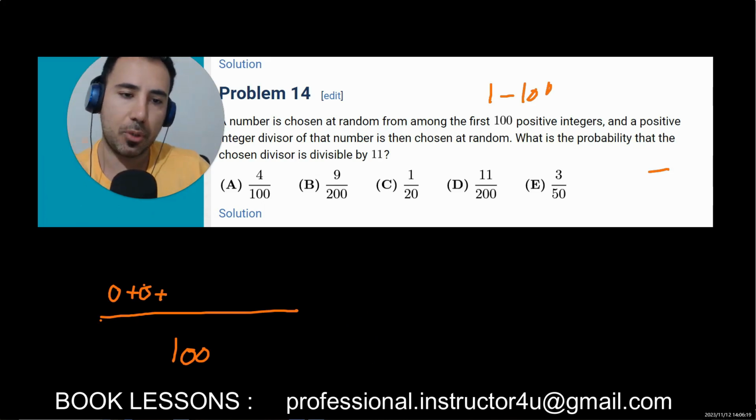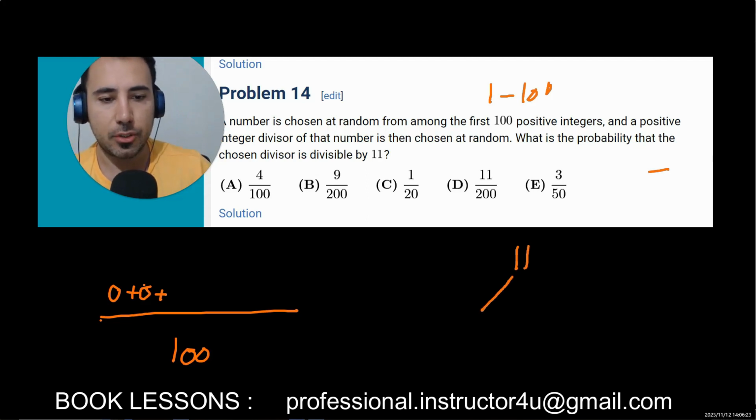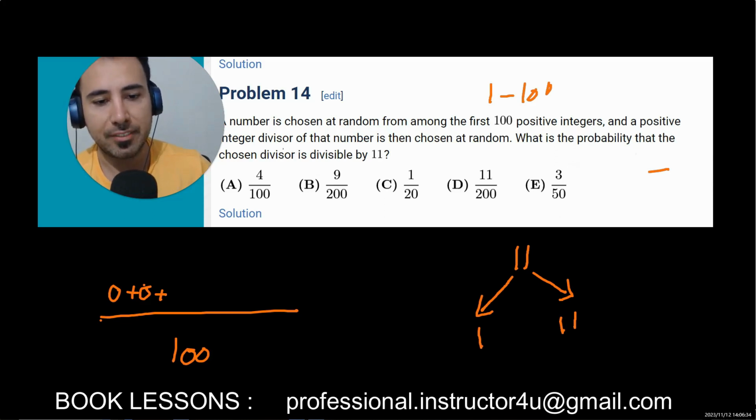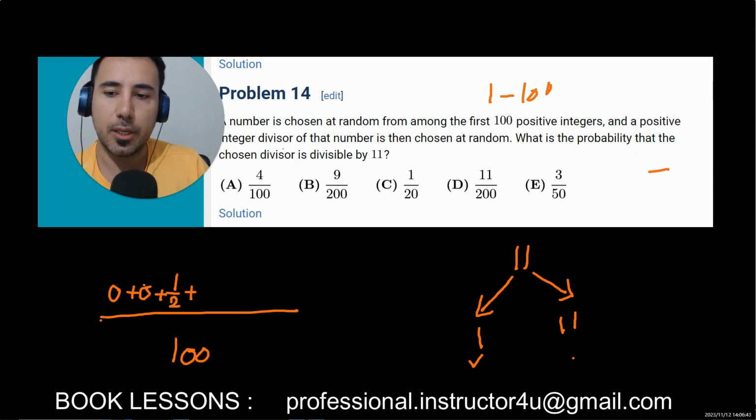Now, if the first number we choose is 11, 11 has only 2 divisors, either 1 or 11. What is the probability that the chosen divisor is divisible by 11? If you choose 1, no. If you choose 11, yes. So it's going to be 1 over 2. And then for 12, 0, for 13, 0, for 14, 0, until we get to 22.